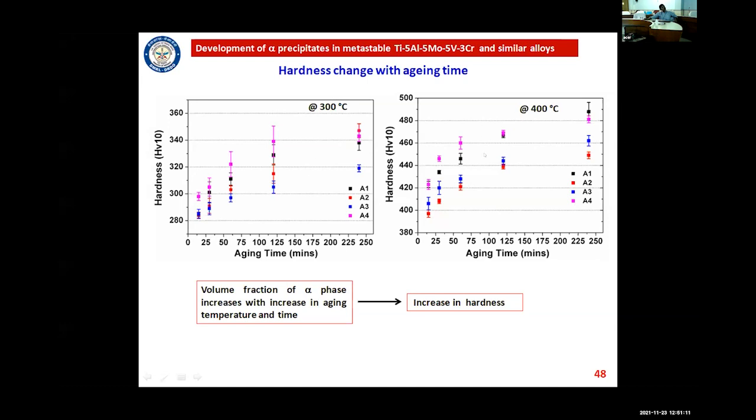But when I went to 400 degrees centigrade, the alpha started forming in all four LIs. Whatever alpha had formed at 300 in A2 and A4 might have grown, and in A2 and A4 the hardness is less compared to the LI A1. In A1 and A3 LIs, alpha started forming at 400 degrees centigrade. So the volume fraction of the alpha phase increases with increasing aging temperature and time, and this is also reflected in the increasing hardness values.